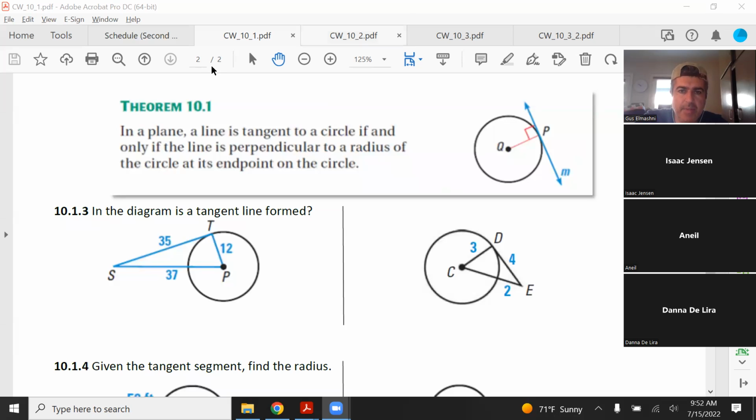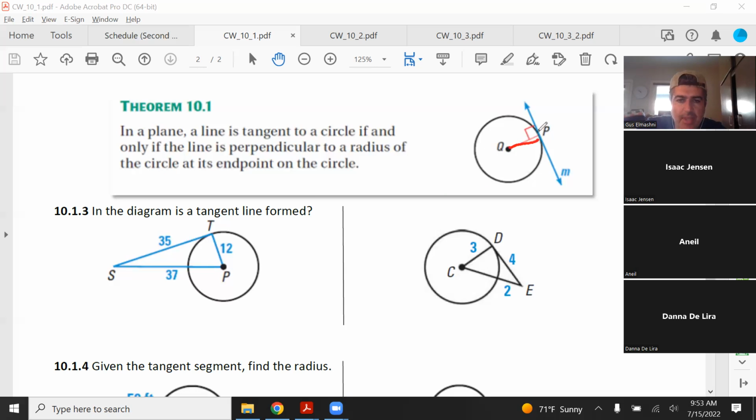Here, let's talk about this guy. In a plane, a line segment is tangent to a circle if and only if the line is perpendicular to the radius of the circle at its endpoint. Yeah, we talked about this already, right? I said the radius and the tangent line are perpendicular. Here they're saying that if you're tangent, then it's going to be perpendicular to the radius, same thing. So the radius and tangent are perpendicular. That's all it's saying. Kind of fancy words. So that's a right angle.